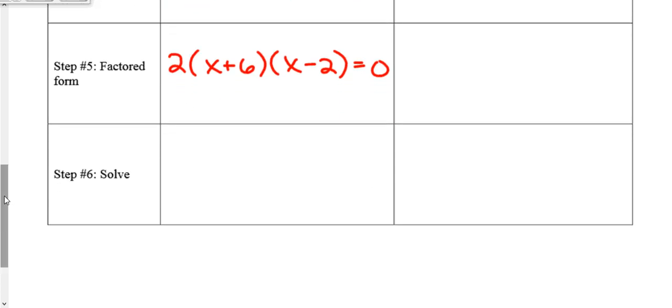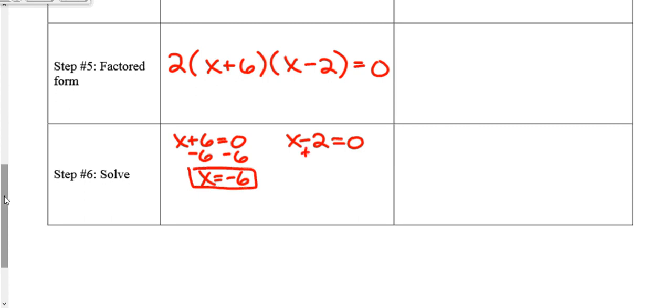And now we can solve. And so to solve, we take both of our factors, x plus 6, set it equal to 0, and same for x minus 2. So I'm going to subtract 6, so I'm working to get x by itself. So x equals negative 6. And over here, add 2. X equals 2.